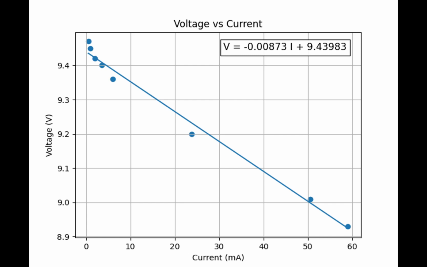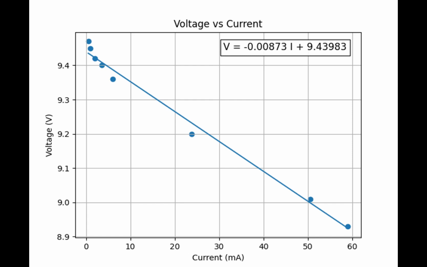By using the equation, we can obtain the slope and the y-intercept of the best line. The slope is minus 0.00873, but since our current values were in milliampere, we need to multiply this by 1000 to obtain the resistance in ohm. Therefore, the internal resistance of the battery is approximately 8.73 ohms. And the y-intercept of the best line is approximately 9.44, which is the experimental electromotive force of the battery.